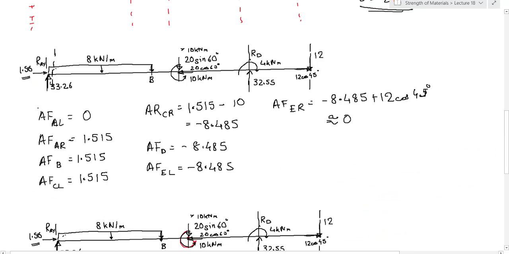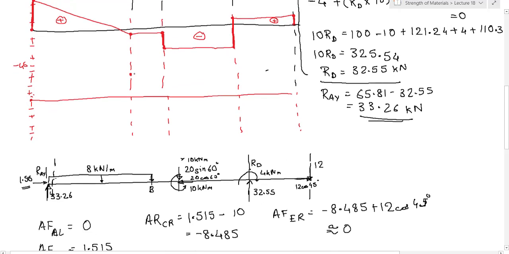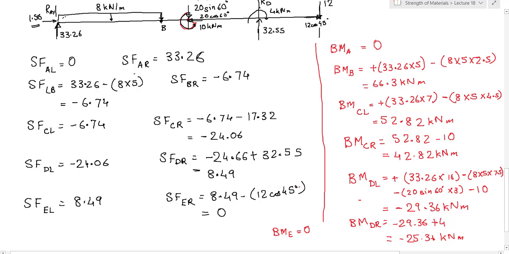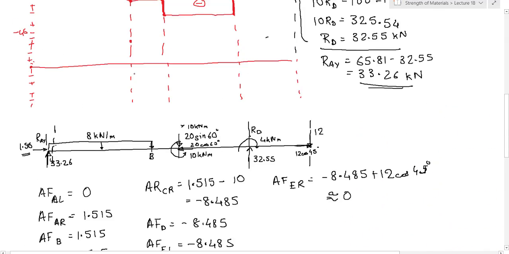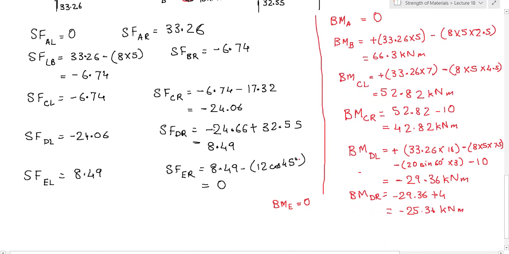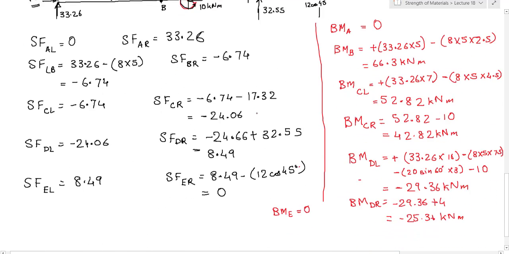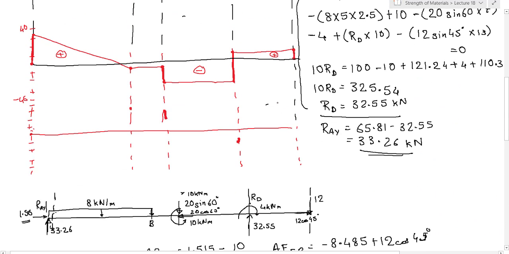At B, what is happening? It is 66.3. So 15, 30, 45, 60. So somewhere over here approximately, right? Okay, I will just come to that. At C, what is happening? It is going from 52.82 to 42.82 at C. At D, what is happening? At D, it is going from minus 29.36 to minus 25.36. So it will be something like here, minus 29.36 to minus 25.36, right? And at E, what is happening? At E, it is 0.